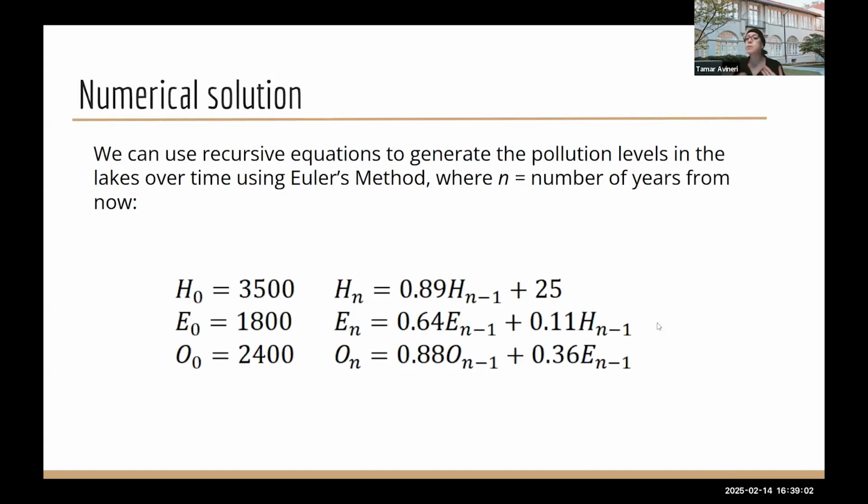We can also use a recursive system, and this is a nice way to present Euler's method if you're in a single variable calculus class. Their equations look like this, where at each iteration you are adding 25 and you are losing 11% of what is already in there. So it's H minus 0.11 H, which gives us the 0.89 H. And then the others follow.